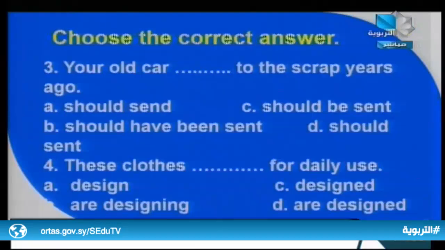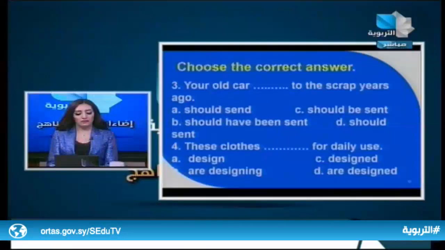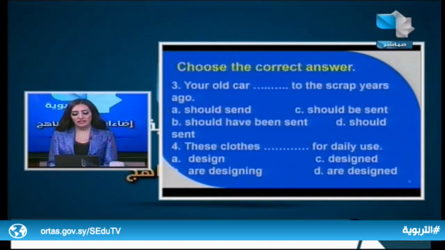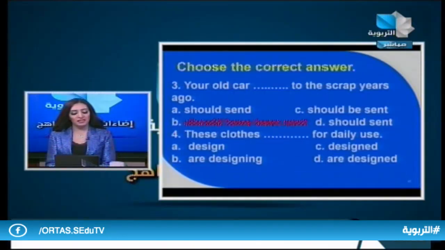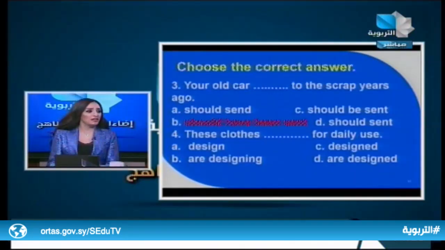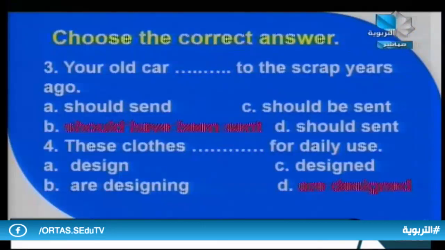Miss Lucia, please. Number 3: your old car should have been sent to the scrapyard years ago. The options are A, should send; B, should have been sent; C, should be sent; and D, should send. The correct answer here is should have been sent, because we've got "years ago", and we have to put the modal in the past. Very good.